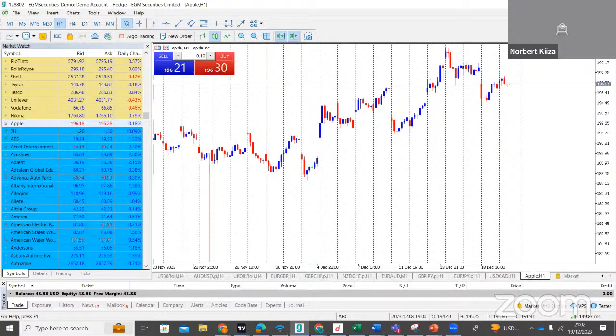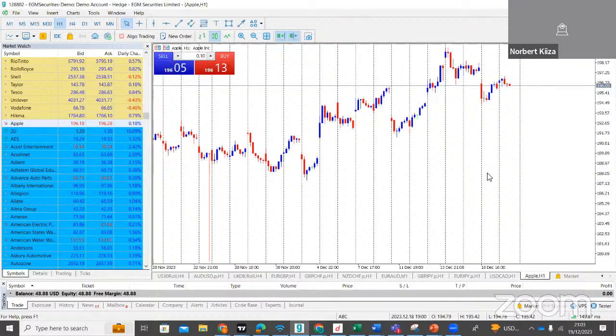So currently the price is at $196. So we said that the minimum number of shares that one can buy is one share. So in this case, if you are to buy one share of Apple, you'd require $196.